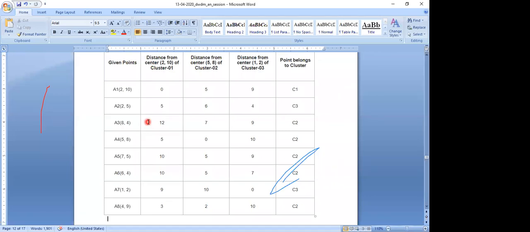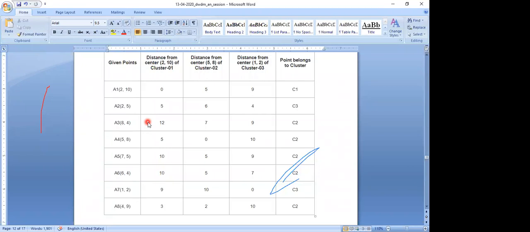Next A2. At A2 we have the point 2, 5. When we calculate the Manhattan distance, we get 3 different values: 5, 6, 4. In this row the lowest value is 4, so the A2 point is moved to cluster 3. For A3, we have 7 as the lowest value, so that will be moved to cluster 2. Next the A4 point. At the A4 point, we have 0 at cluster 2, so that will be moved to C2.